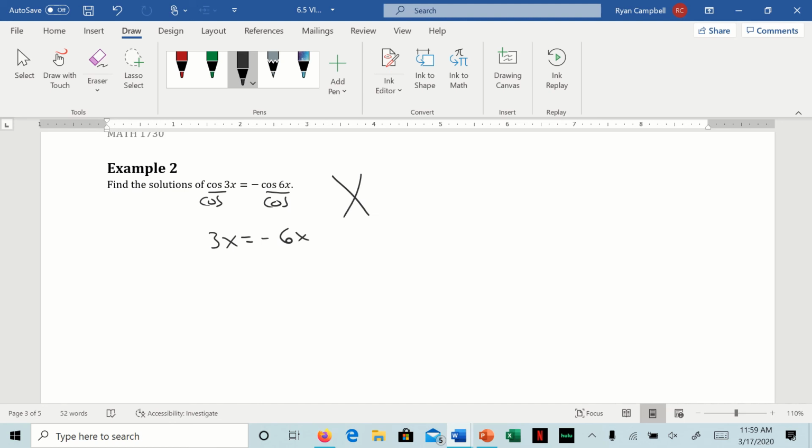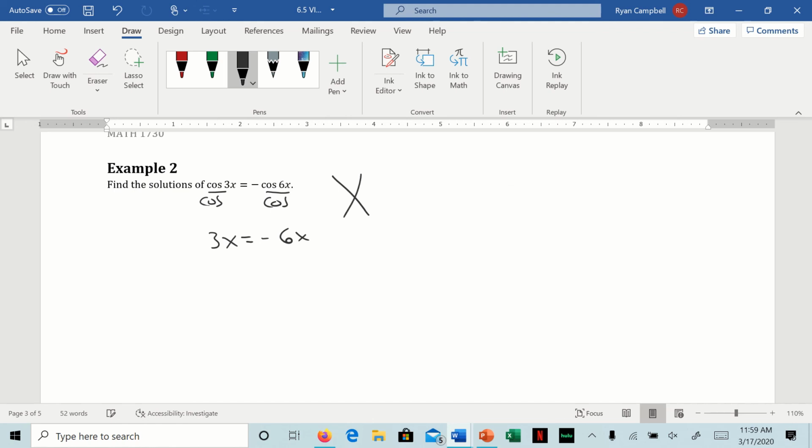Cosine is a function, just like the square root is a function. You wouldn't say square root of 2 equals square root of 7, so divide by square root. No, we're actually doing something to get rid of that square root. We don't just divide by square root. That doesn't make any sense.